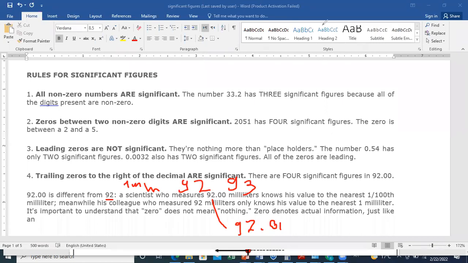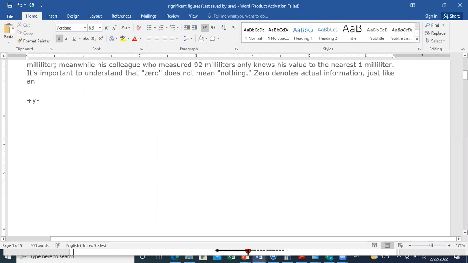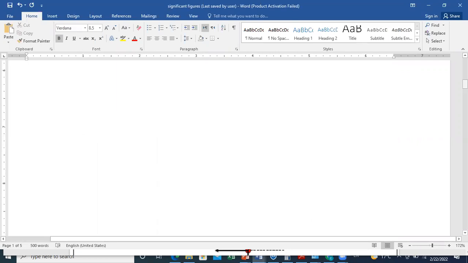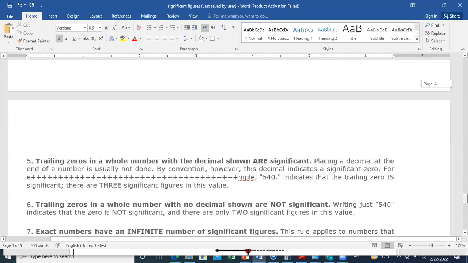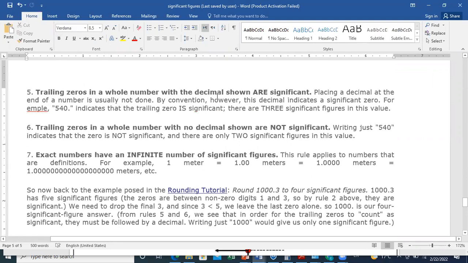Now, another rule to determine the number of significant figures. Rule number 5 is the following: trailing zeros in a whole number with the decimal shown are significant.